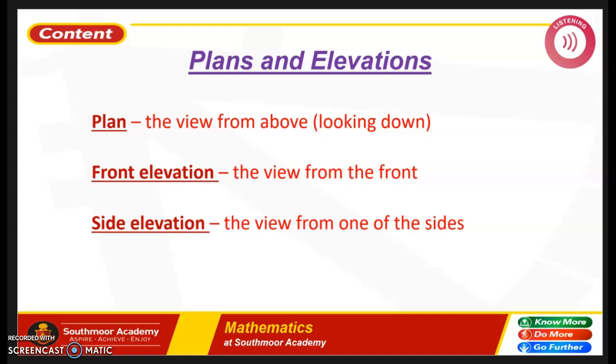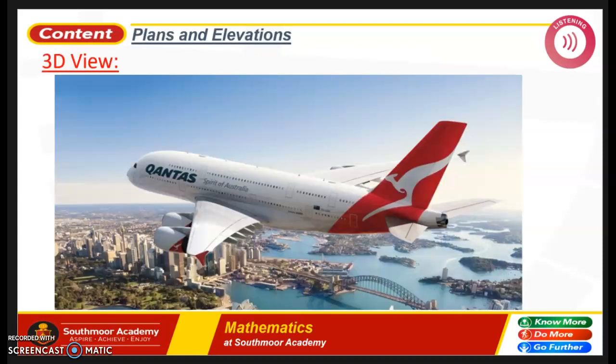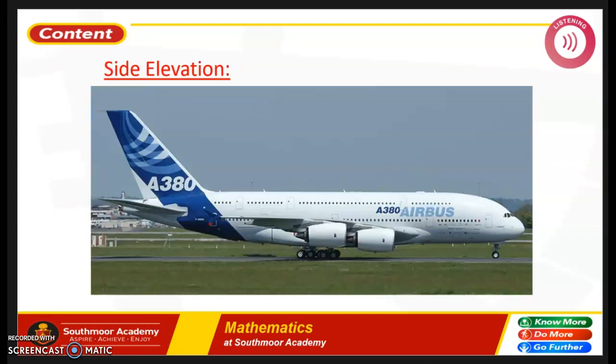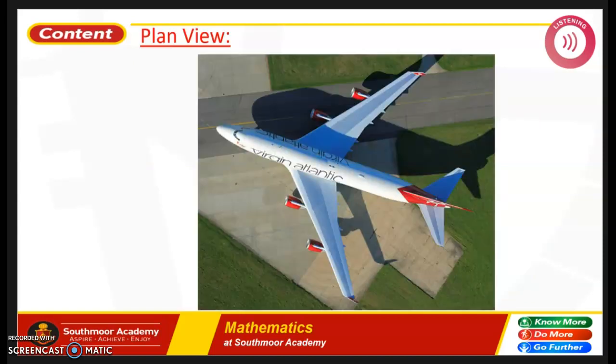So our 3D view would look like this. This is an aeroplane. This is our 3D view of it. Our front elevation we would get by looking at it from the front. Our side elevation, looking at the aeroplane from the side. And our plan view, looking at it from the top, so a bird's eye view of it.